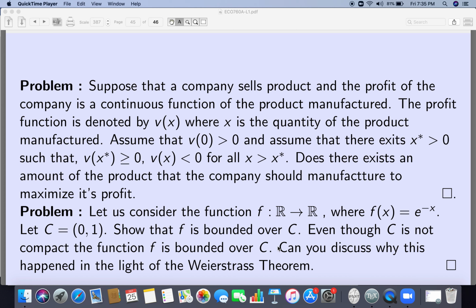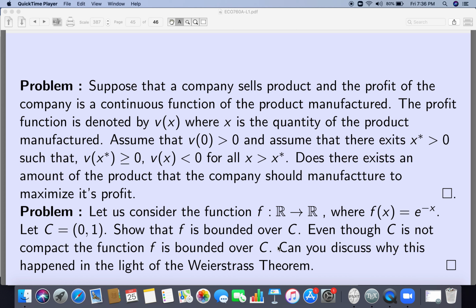You have to discuss this in the light of the Weierstrass theorem. The function is continuous, the set C is not compact, but is the bound attained? That's the question. C is bounded because I think I have put 0, 1, right. So is the bound attained? That you have to figure out.